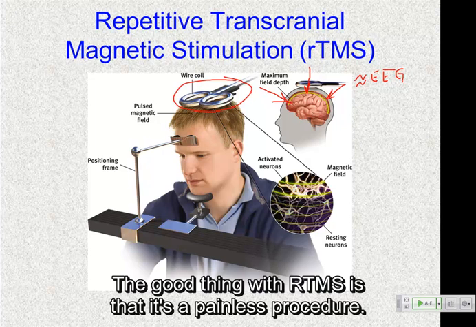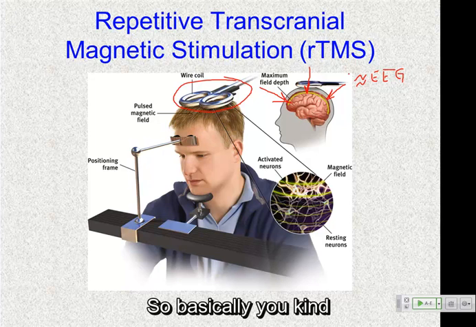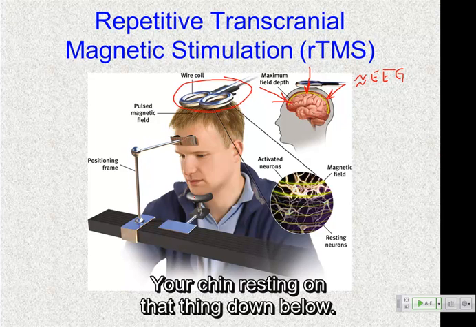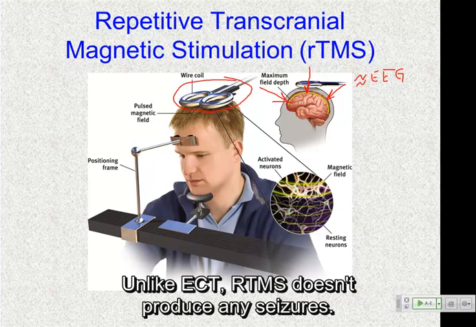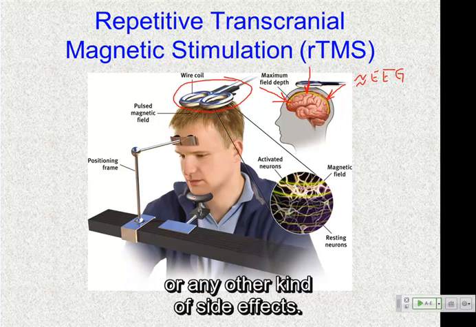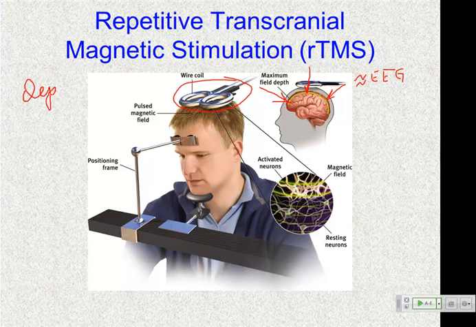Good thing with RTMS is that it's a painless procedure. It's performed on you while you're awake. So basically you position yourself with this frame, your forehead here, your chin resting on that thing down below. Unlike ECT, RTMS doesn't produce any seizures. It doesn't produce any memory loss or any other kind of side effects. And it is also used to treat depression.